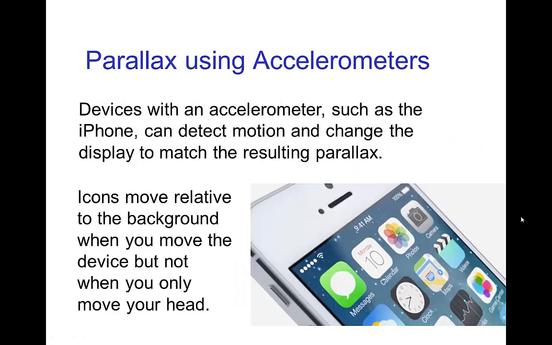Another kind of 3D effect that works without glasses is if you have a display that has an accelerometer so that it detects motion. The iPhone is like this. On the display, if you move the phone itself, the icons seem to move relative to the background as if they are closer to the viewer than the background. So this gives you a sense of depth. But this only occurs when you move the phone. If you hold the phone still and move your head, you don't see any parallax and there's no 3D effect.